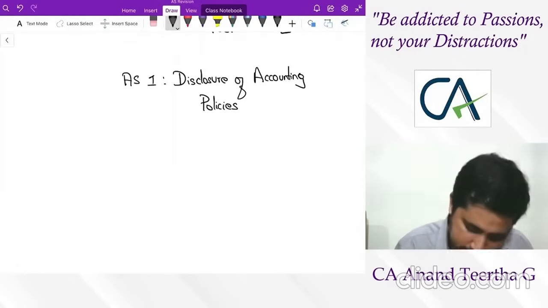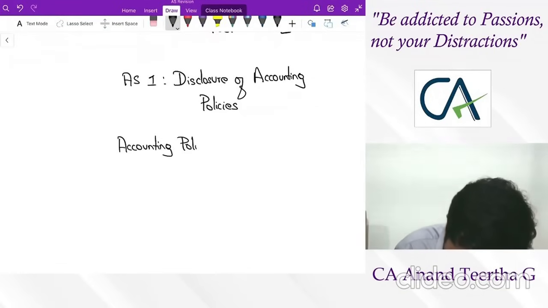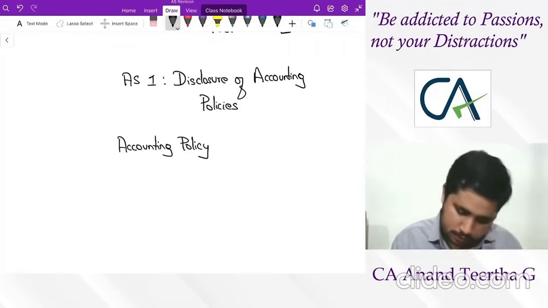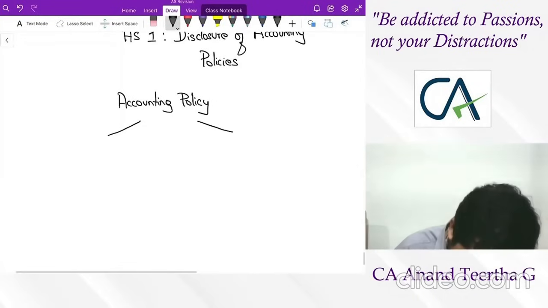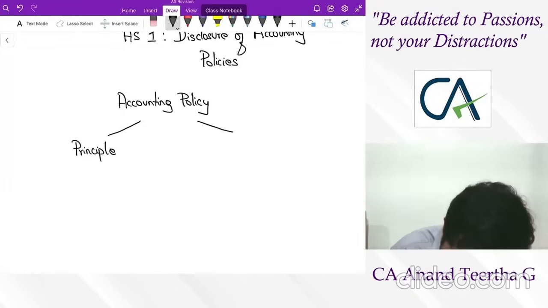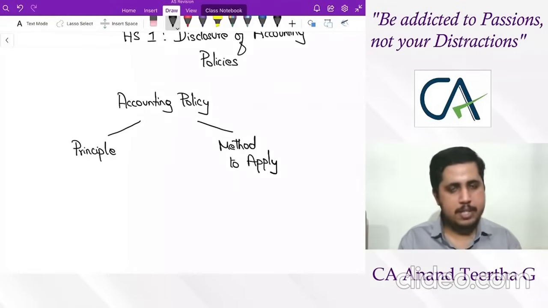Now, what is covered in this standard? The number one concept we need to see is what we mean by accounting policy. What is this accounting policy all about? For that, only two conditions come into the picture. One, there is a principle of accounting, then there is a method to apply such principle. Together, you call that an accounting policy. So there is a principle, there is a method to apply, together accounting policy.